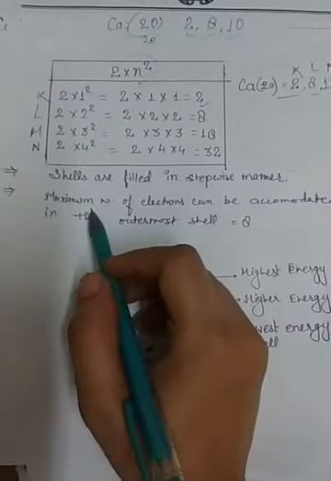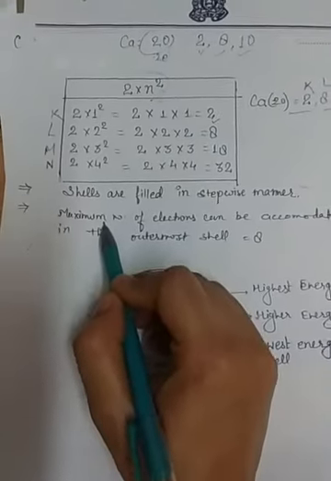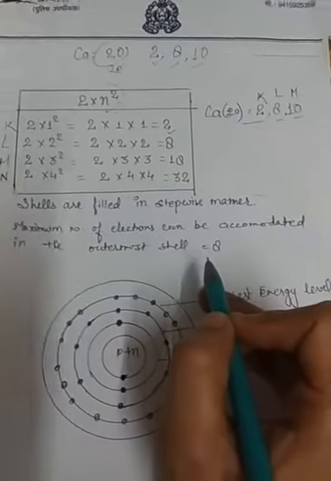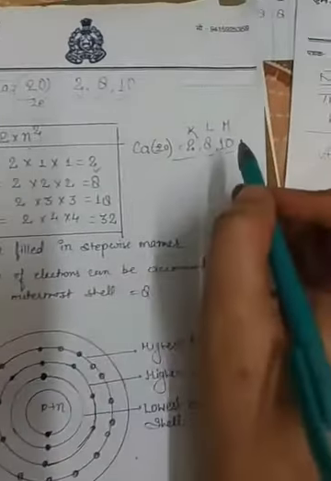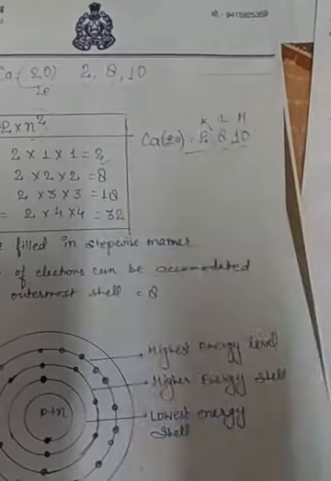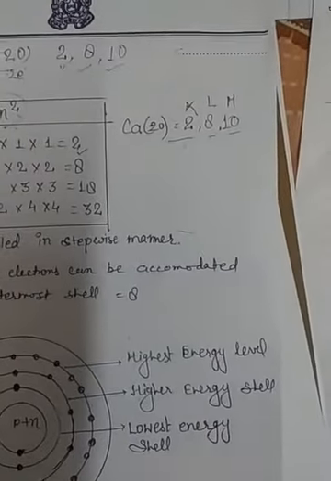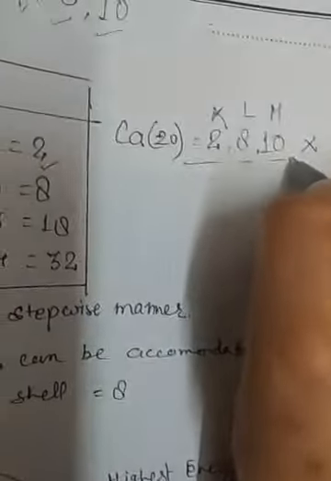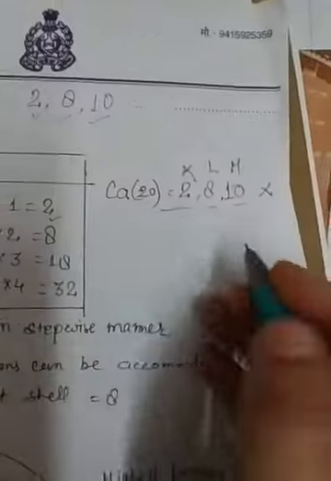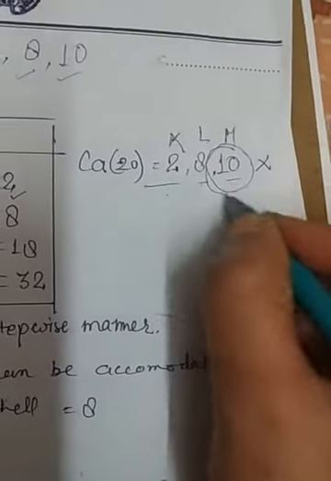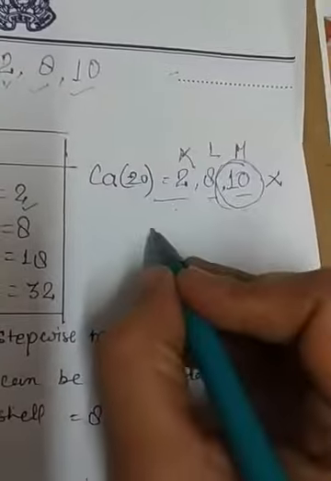Now let's see the third rule. The maximum number of electrons that can be accommodated in the outermost shell is 8. According to this rule, we are wrong. We are not following the third rule, because according to this rule, the last shell cannot have more than 8 electrons. Okay, so what will we do?